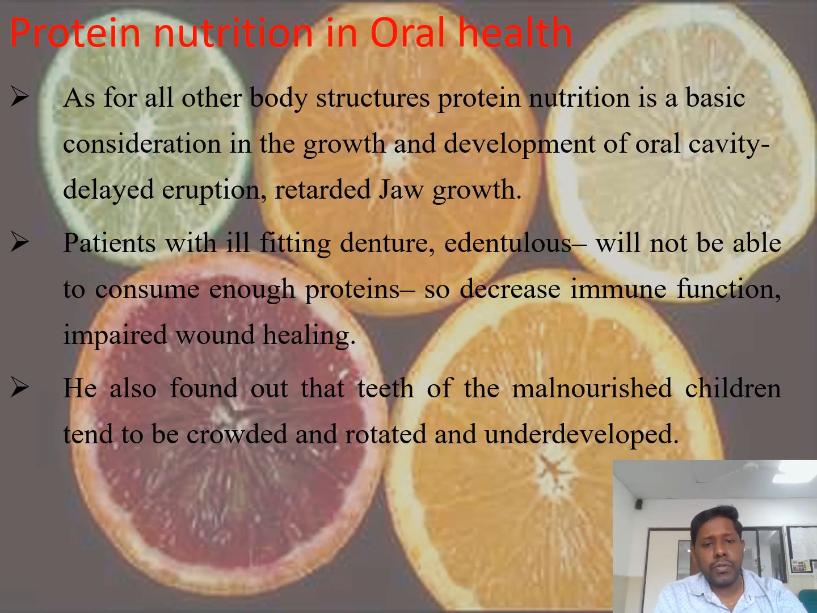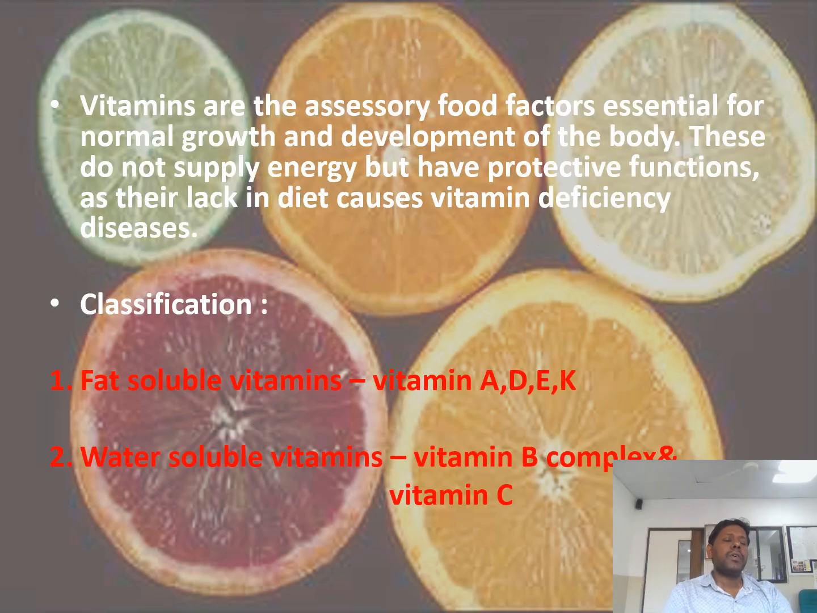So also you can find that the teeth of malnourished children, like what we have in the kwashiorkor or marasmus condition, will be crowded, rotated and underdeveloped. So we started with the definition, the various classification, then coming to the carbohydrates, fats, proteins, and finally we are going to the micronutrients, that is vitamins.